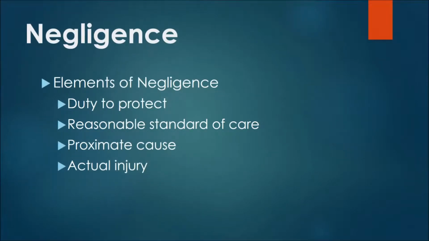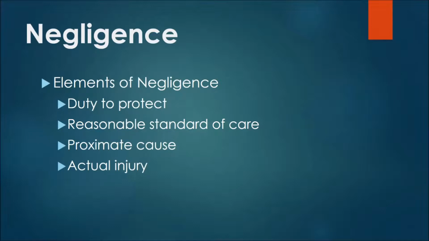Next, we have negligence. Negligence are acts that lead to injury and they are not intended to cause harm, but were caused by a person failing to act reasonably to prevent an injury. Under negligence, we have four elements. We have the duty to protect, reasonable standard of care, proximate cause, and we also have actual injury.